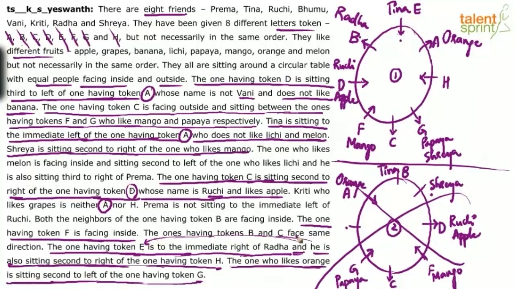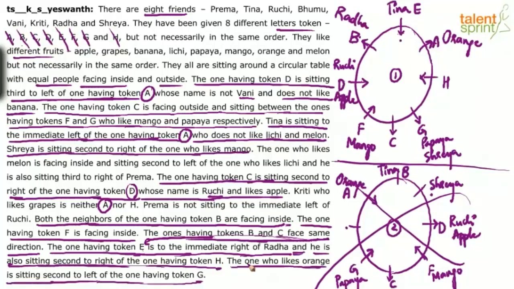Then the ones having tokens B and C face the same direction. We have already used this. Right? This also is another line. I think we have both the neighbors of B are facing inside is also marked here. Done. Now I am sure with the remaining statements we can complete it.